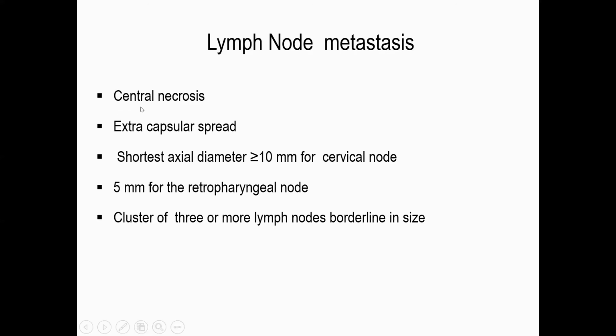Based on the new contouring guidelines, what are the criteria to say this is an involved node? One, any node with a central necrosis. Number two, any node with extracapsular spread. Third, short axis diameter of more than 1 centimeter for a cervical node, and 5 mm for retropharyngeal nodes. The last one is a cluster of 3 or more lymph nodes of borderline size. Suppose you have 8 mm or 7 mm nodes and 3 or 4 of them are clustered together, then you have to think this is involvement from carcinoma nasopharynx.